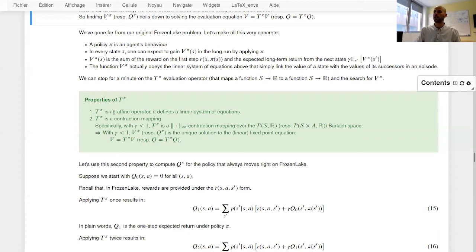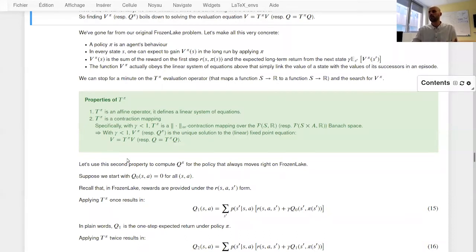The second really interesting property of T pi is that T pi is a contraction mapping. Very specifically, T pi is an operator that transforms functions into other functions, and it is a supremum norm contraction mapping over the set of functions, which is a proper set for defining contraction mappings. So what that means is that the equation V equals T pi of V actually has a single unique solution. This is very intuitive for us because we have defined it that way. We have adopted a constructive approach to T pi, but actually proving that T pi is a contraction mapping is a bit tricky. And overall, this means that this equation has a single solution, and that solution is precisely V pi, the value of policy pi.